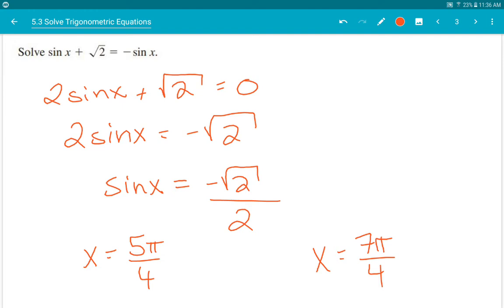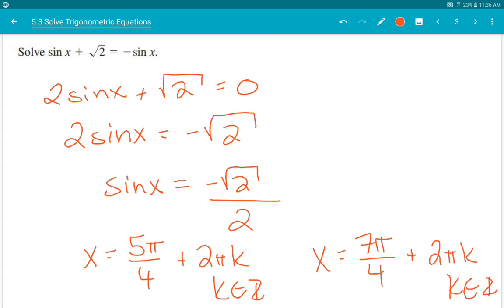However, there is no restriction on the solution set. So this is going to be plus 2 pi k, where k belongs to Z. And this is going to be plus 2 pi k, where k belongs to Z. All right, so we want to include the entire solution set over the entire length of the function. All right, so there you go. That is the first example.